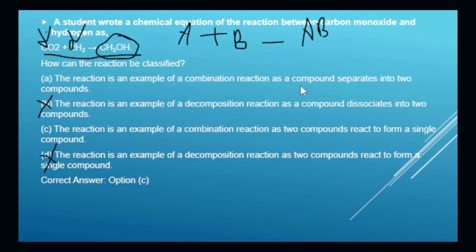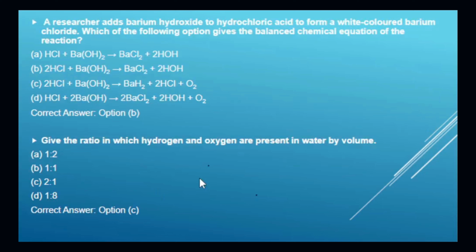But in the first option it is given the compound separates into two compounds. So that is not happening. It is combining to form a single compound, right? So that is why our C option will become correct and this will become wrong. Okay, again it is a very easy question. I hope it is understood. Let's move on to the next question.